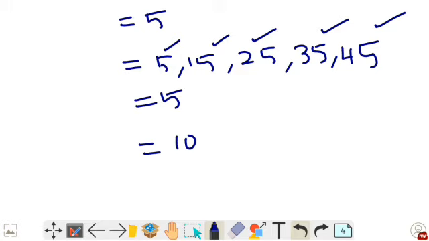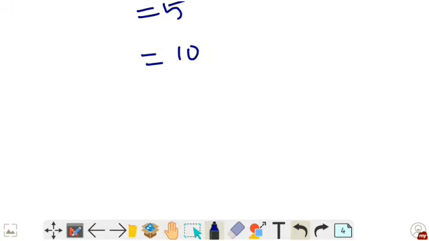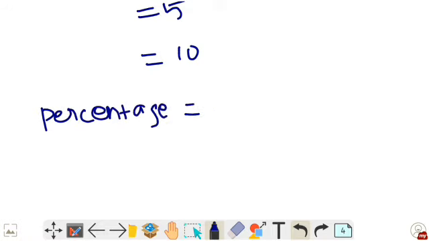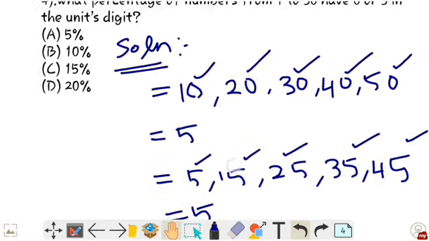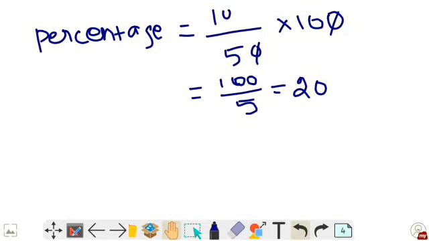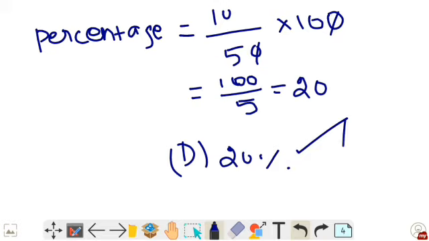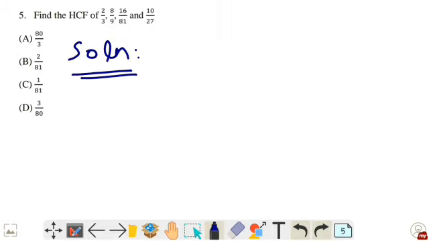Now we calculate the percentage. Percentage is equal to 10 out of 50 numbers into 100. So 0 and 0 cancel, 100 divided by 5 is equal to 20. So 20%. Now check the answer with the given options. D 20% will be the right answer. We move on to the next question.